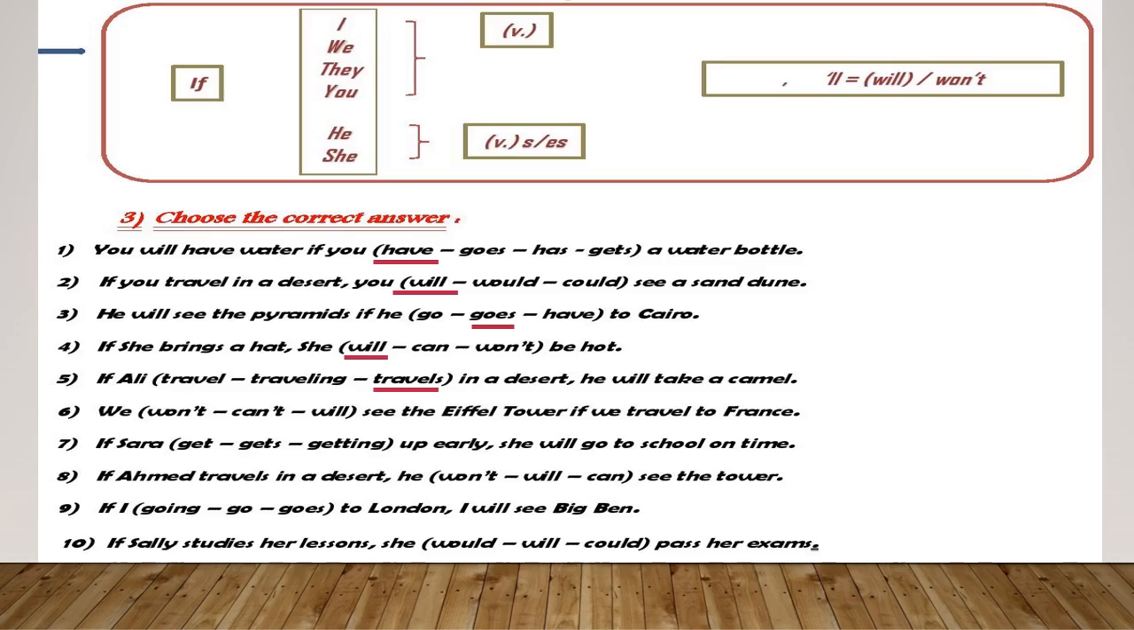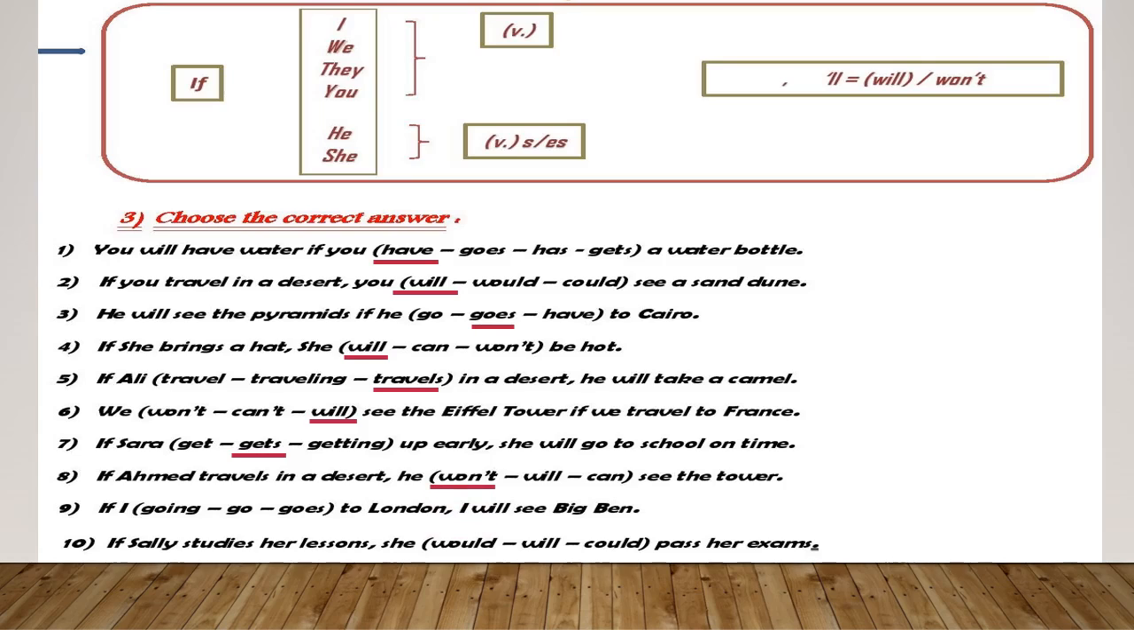We. And the second sentence takes will. If Sarah gets up early, she will go to school on time. Sarah is a girl, a woman, so take the pronoun she. And after he or she, you put a verb ending with s. Yes, if Sarah gets. Number 8. If Ahmad travels in a desert, he won't, he will, he can see the tower. If Ahmad travels in a desert, he won't see the tower.